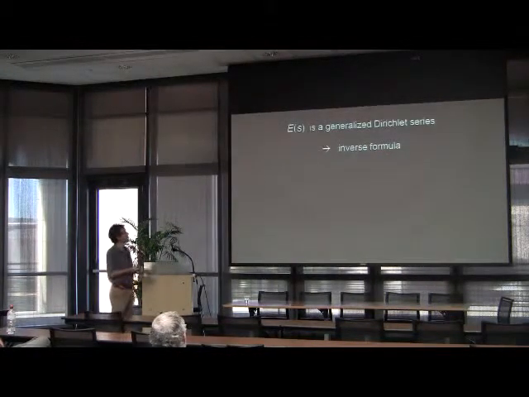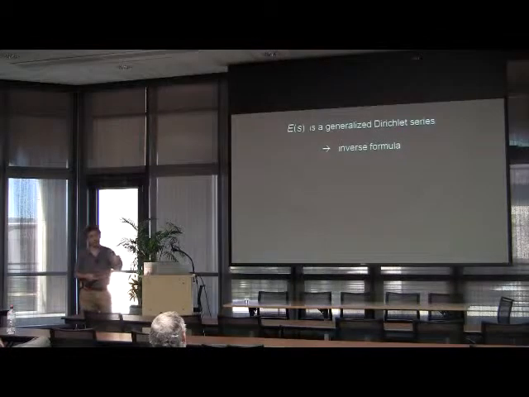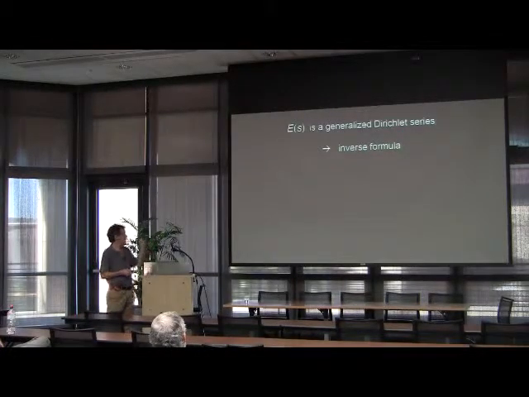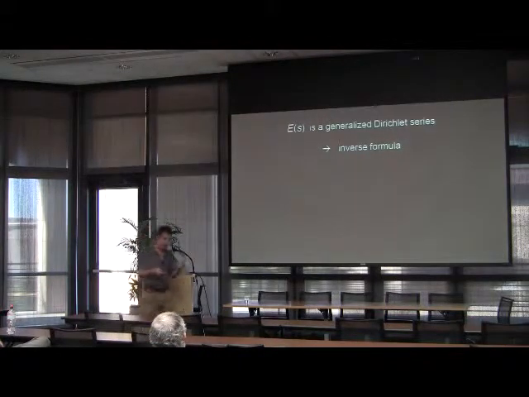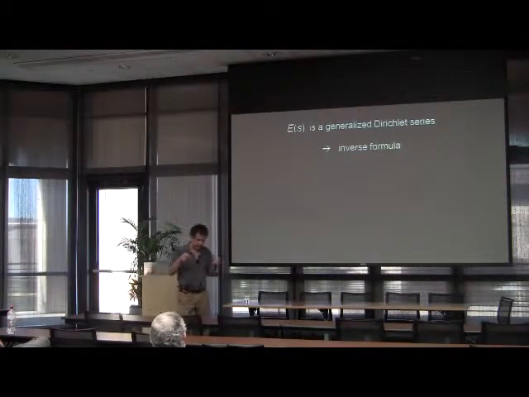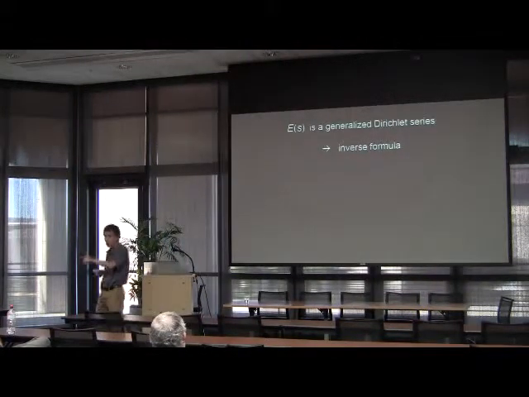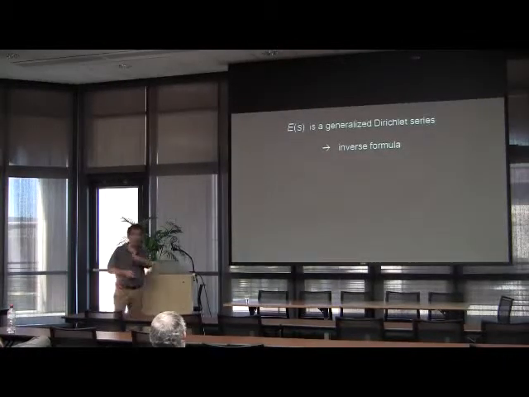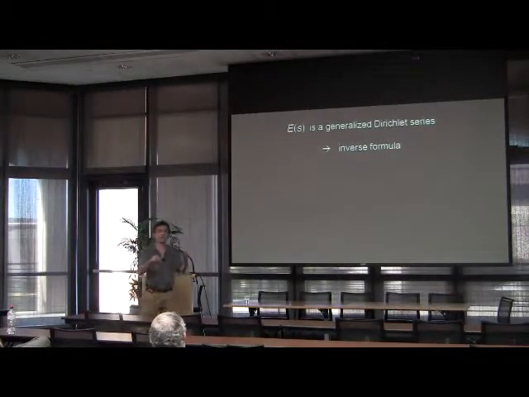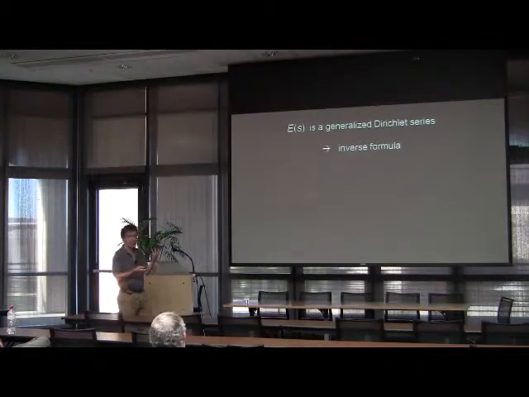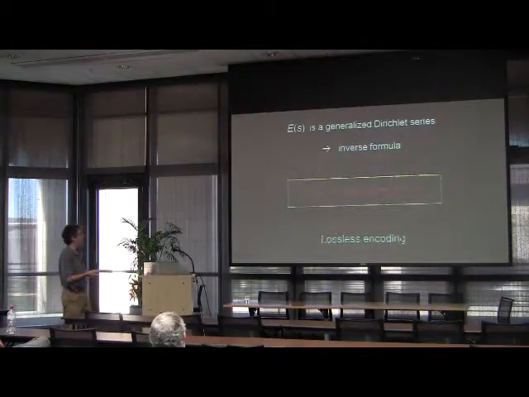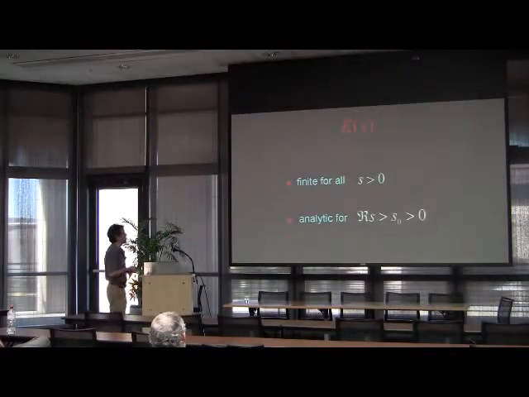However, you can show, because this is what's called a generalized Dirichlet series, that it has an inverse formula. And in fact, it is a generating function. For me, a generating function is an object that allows you to invert. It does not lose information. This encodes all the lengths of all the edges over all time. You can retrieve all that, pretty remarkable, just from this E of S. So it is a lossless encoding.